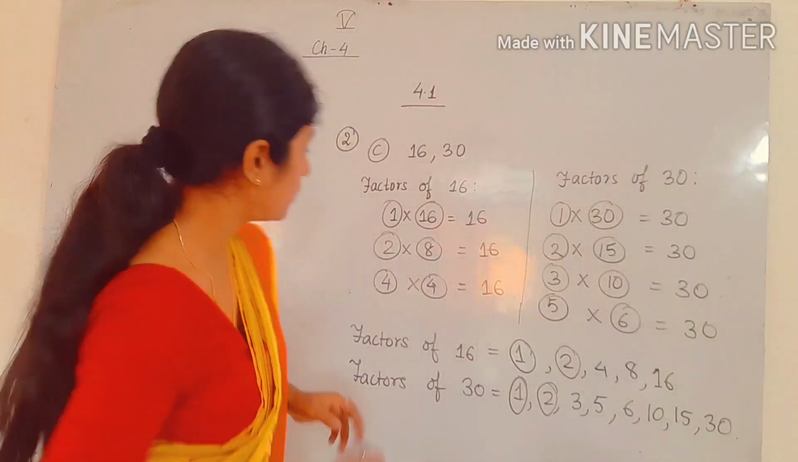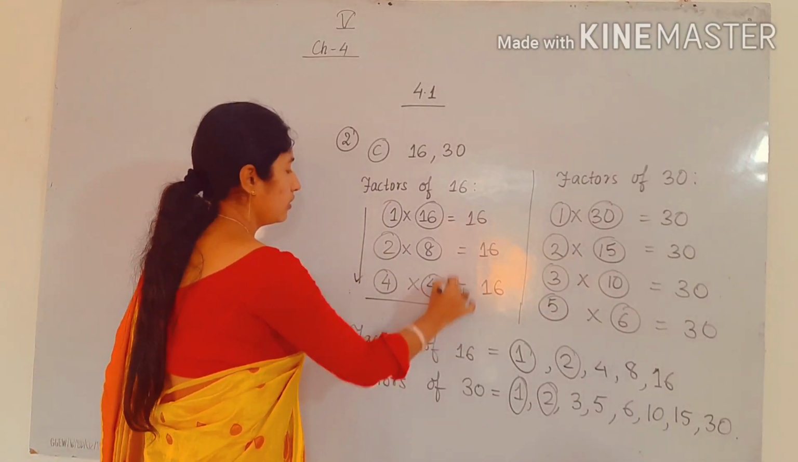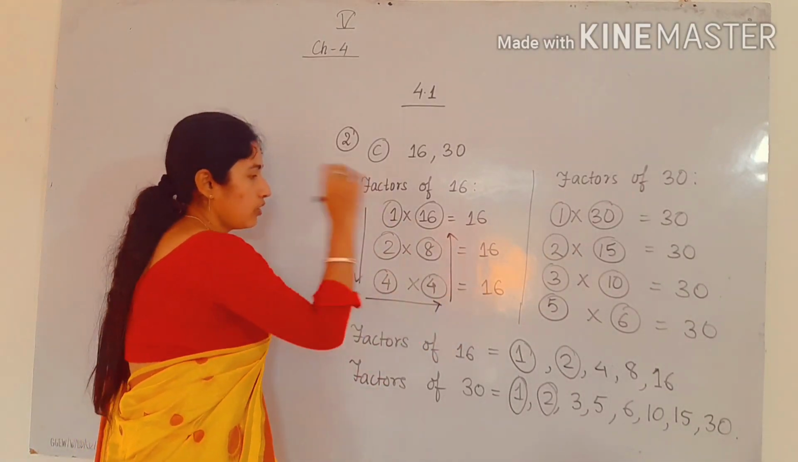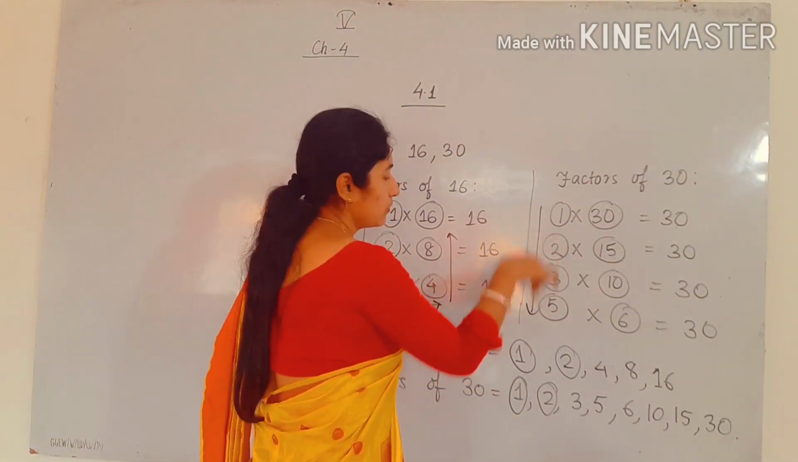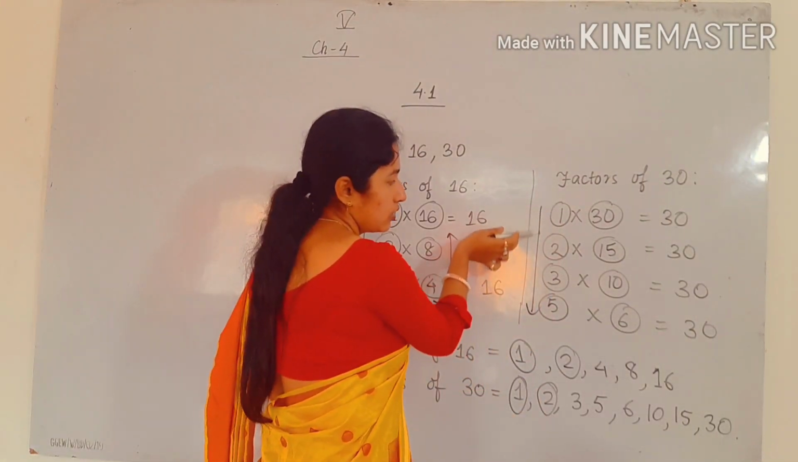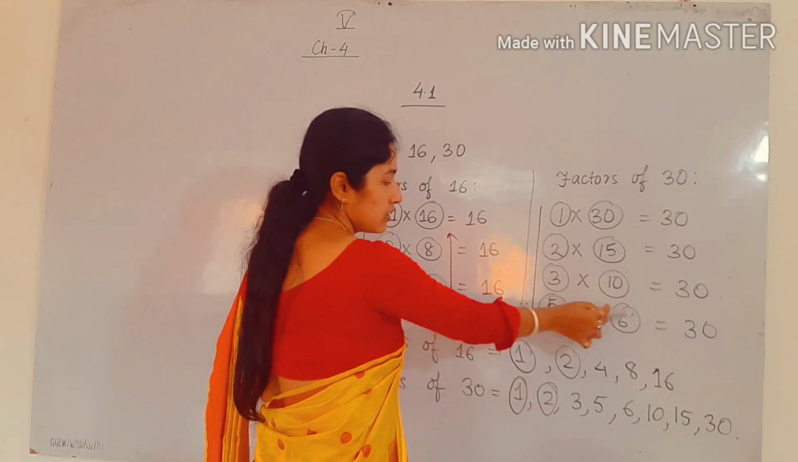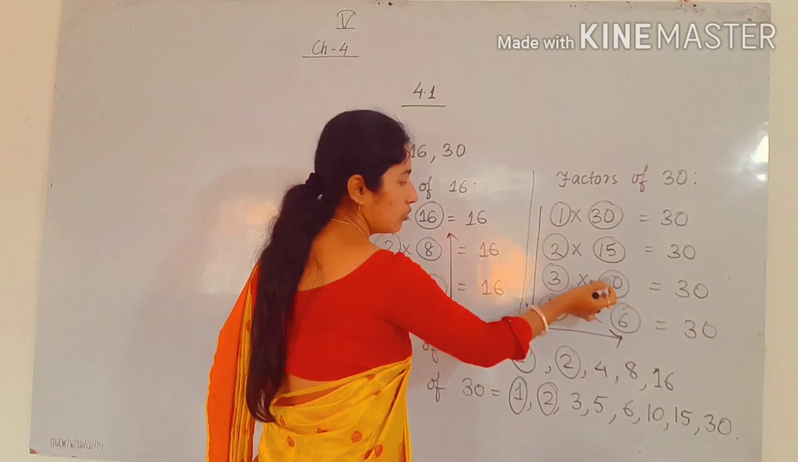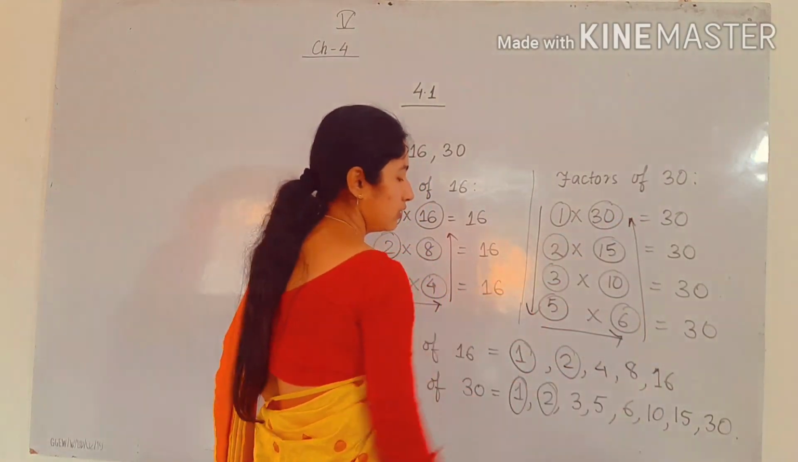So like this way you have to go. You have to start from this way. Okay. Then you have to go in this way. Then go this way. Like that you have to go. Similarly, factors of 30. First go from this direction. So 1, then 2, then 3, then 5, then 6, then you can write 10, then 15, then 30.